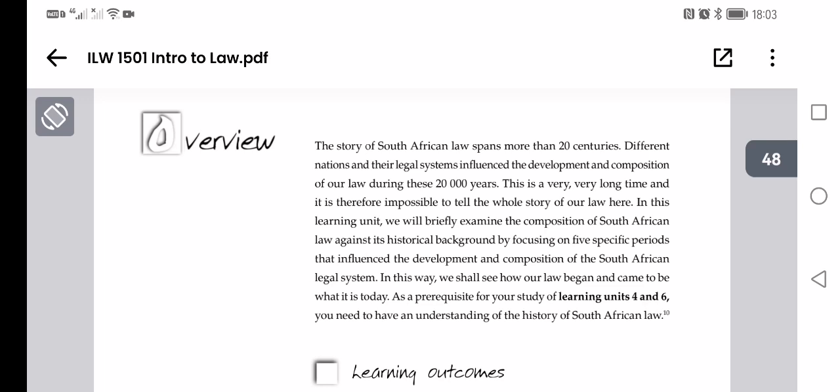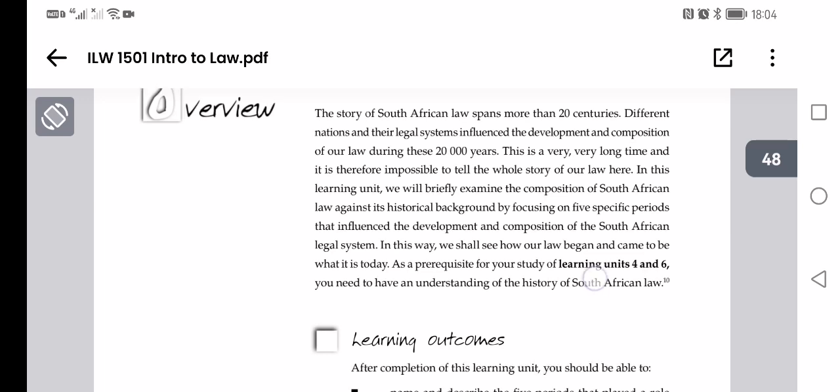As a prerequisite for your study of learning units 4 and 6, you need to have an understanding of the history of South African law. Learning outcomes. After completion of this learning unit, you should be able to name and describe the 5 periods that played a role in the development, composition and contents of South African law, and explain the influence of each of the 5 periods on the development, composition, and contents of South African law.